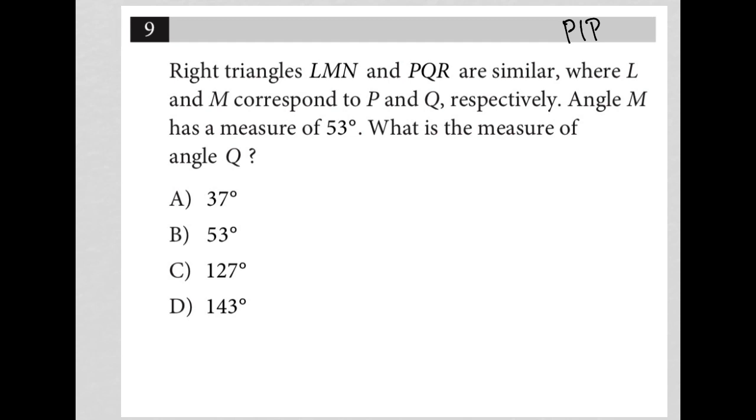So I'm told that I have right triangle LMN, so I'm going to just draw a right triangle. And I'm going to call it LMN. There's my right triangle. PQR, so I'm going to just make it smaller. I don't know that it actually is smaller, but I can adjust that, so I'm not concerned.